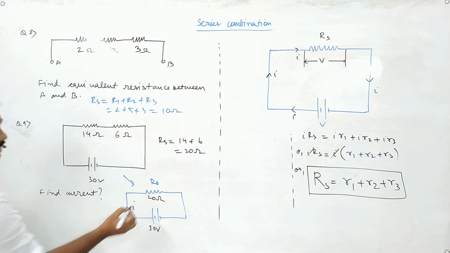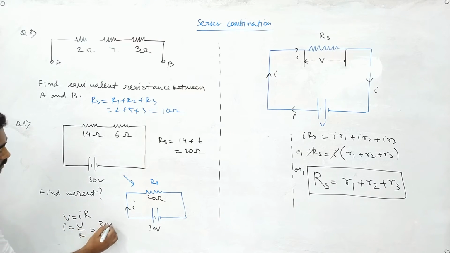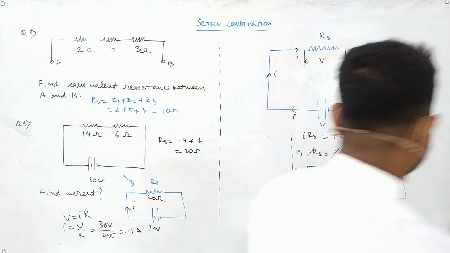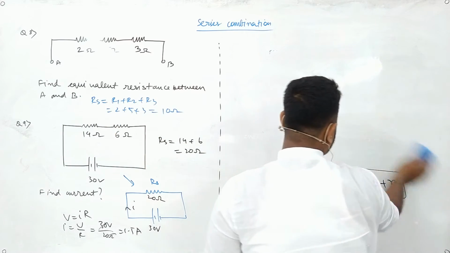What will be the current? How will you find it out? V equals IR. So by Ohm's law, or I will be V by R. V is 30 volt, R is 20 ohm, that is 1.5 ampere. Okay, is that clear? Now we have understood about series combination.